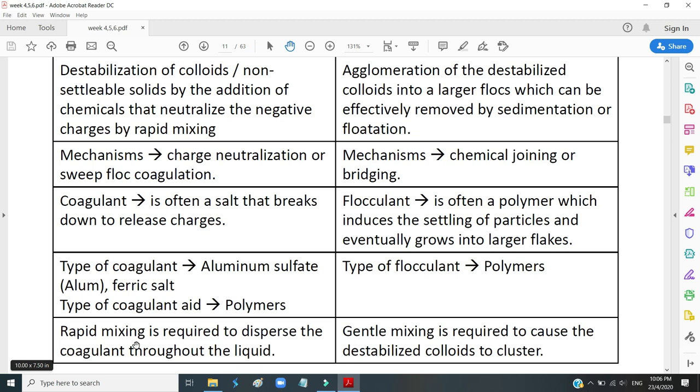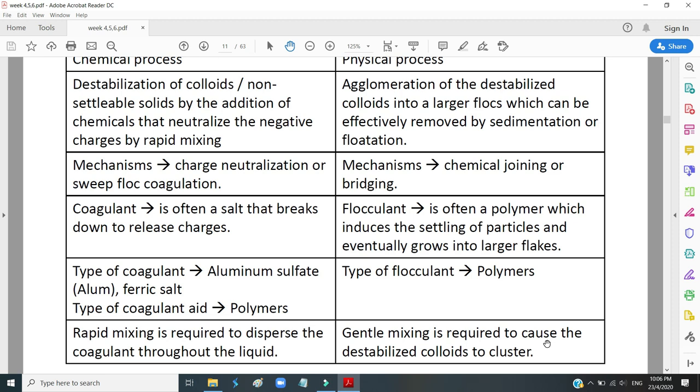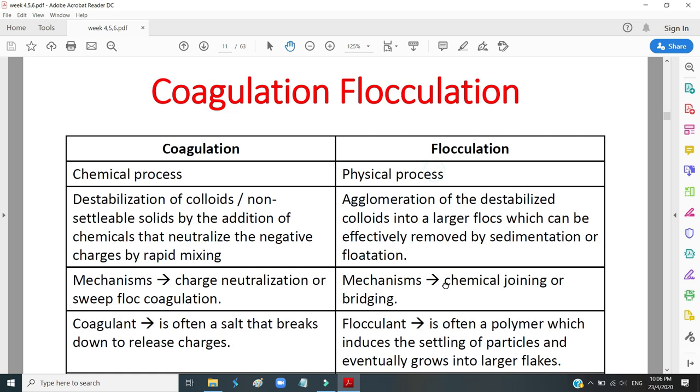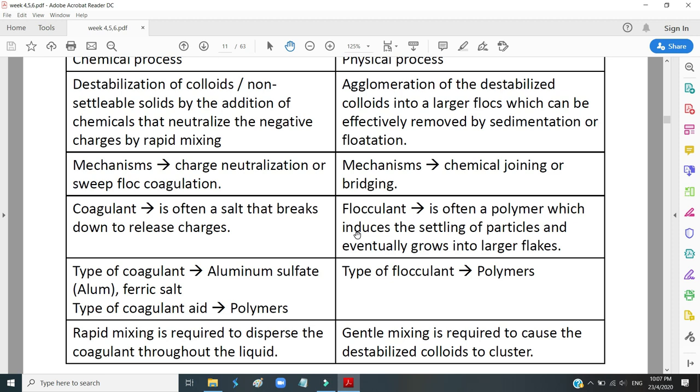And then rapid mixing is required in order to disperse the coagulant throughout the liquid. Because this is a chemical process, we need to mix it so that the colloids in the whole liquid will be neutralized. And then gentle mixing is only required to cause the destabilized colloids to cluster. Because if it's mixed too much, maybe we will destroy the flocs that are formed. So gentle mixing will be enough.